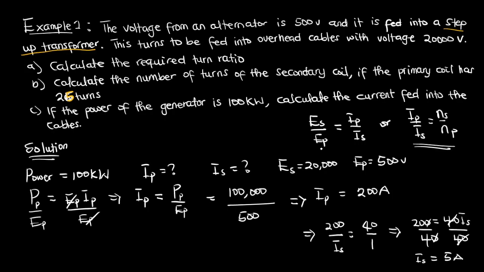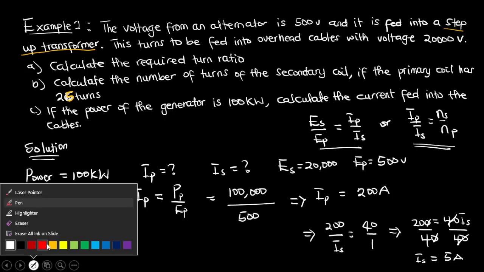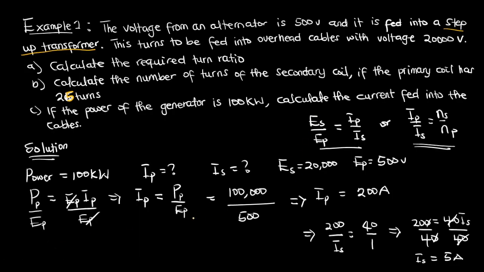Or we can also use this side. So let me use a different color to show that one. So our ES is 20,000, which is this guy, over our E primary, which is 500, and that is equal to our IP, which we found is 200, over our IS. Okay, so if we cross multiply, we realize that we will have 20,000 IS is equal to 500 multiplied by 200, right?